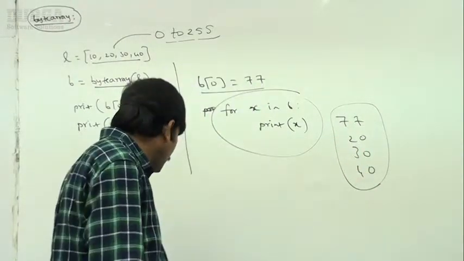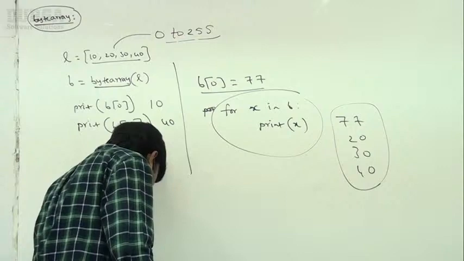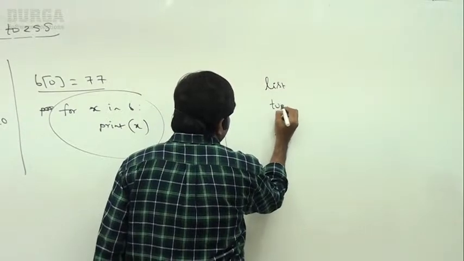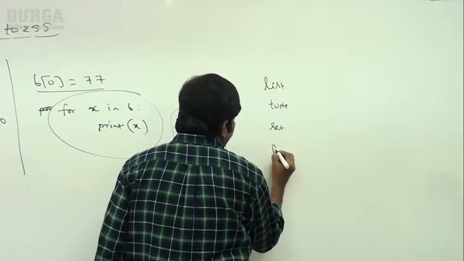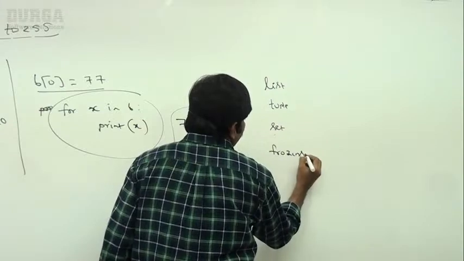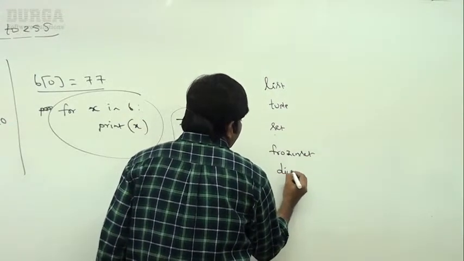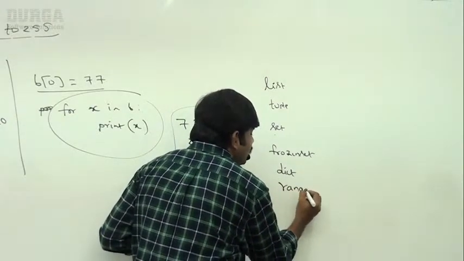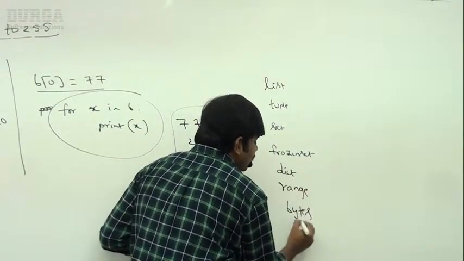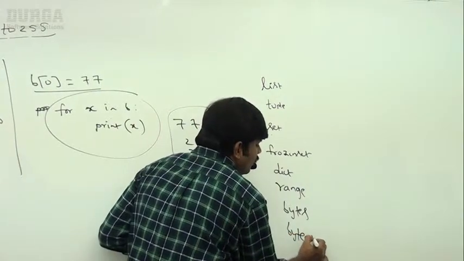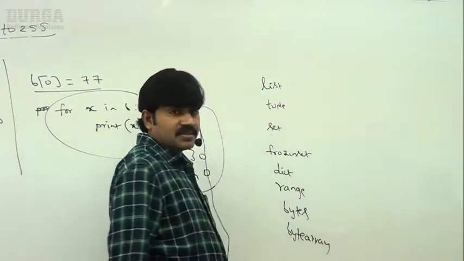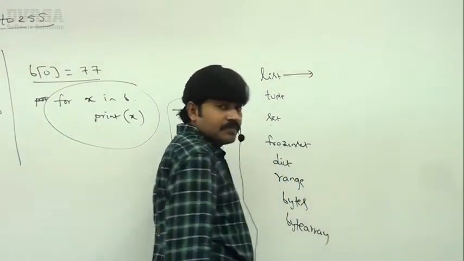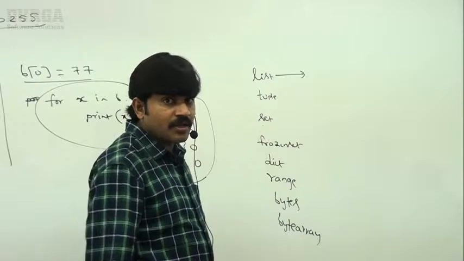Now I have one small point. We discussed the list concept, tuple concept, set concept, frozen set concept, and dict concept. Now we covered the range concept. Next, the bytes concept and byte array. All these data types we discussed. Now, is list mutable or immutable? Respond.